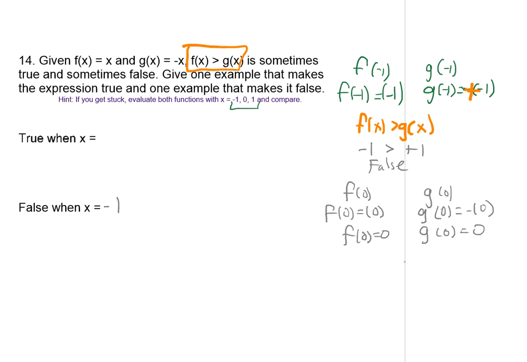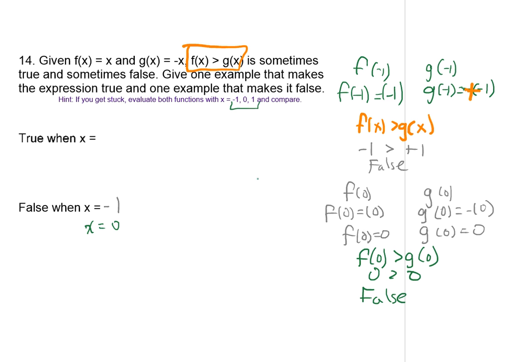So let's set up our inequality again. All right, let's look at f of x in this case. It says that anything we plug in for f of 0 is going to be greater than g. So is 0 greater than 0? No, again, so this one is false. So this statement is false when x equals 0.